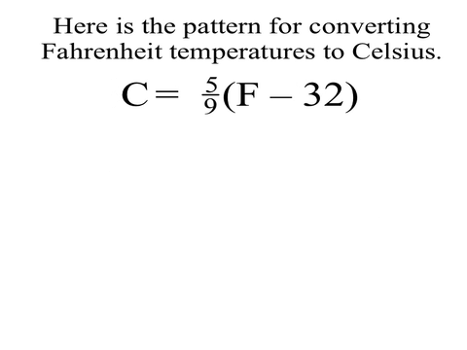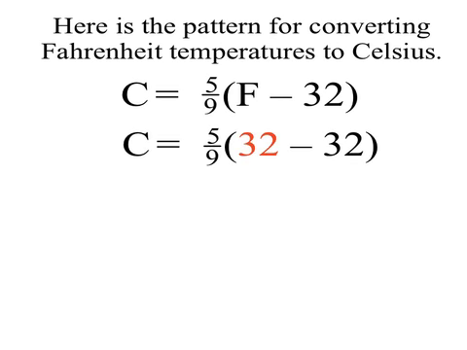Here is the pattern for converting Fahrenheit temperatures to Celsius. We say that the Celsius temperature is equal to 5/9 the quantity of the Fahrenheit temperature, take away 32. And we're going to pick a number to put in for the Fahrenheit temperature, one that we know the answer for. We're going to pick 32.